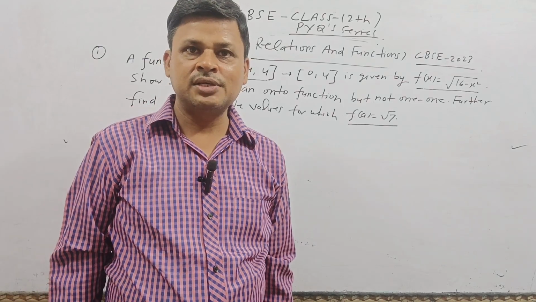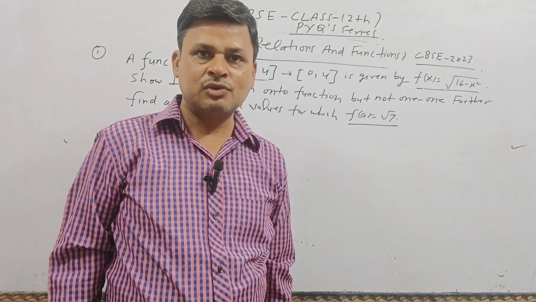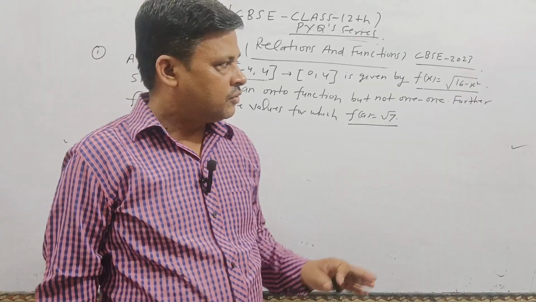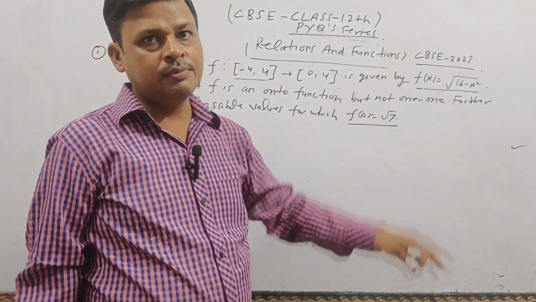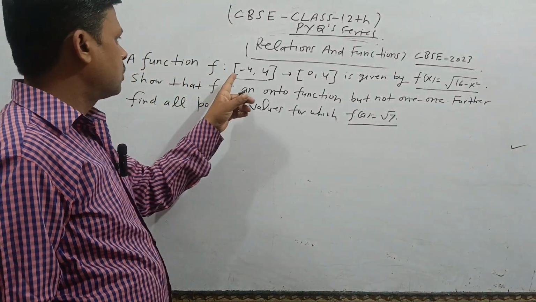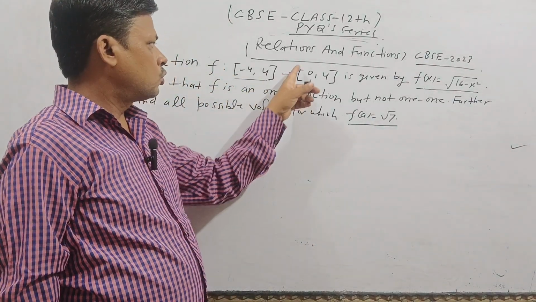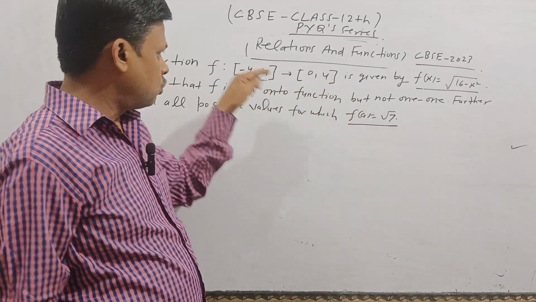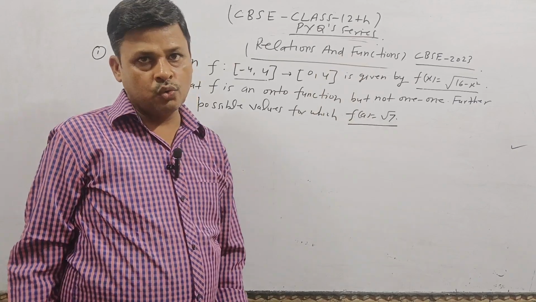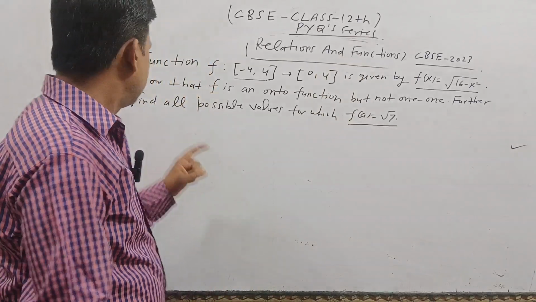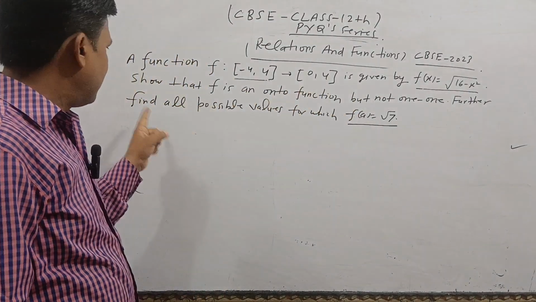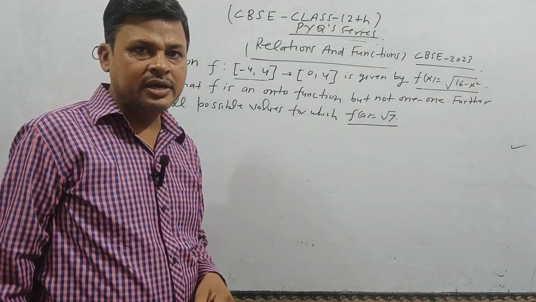Continuing with the previous year question series of CBSE Class 12 Board Examination, today I am with a new problem, a very different problem, which has been asked in the CBSE Board Examination 2023. The problem is a function f from the closed interval -4 to 4 to the closed interval 0 to 4. It is the domain and it is the codomain of the function, given by f(x) = root 16 minus x square, so that f is an onto function but not 1-1. Further, find all possible values of a for which f(a) is equal to root 7.